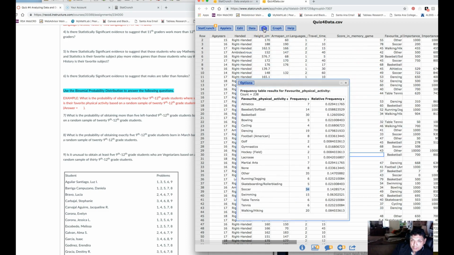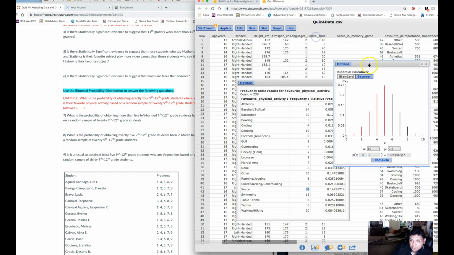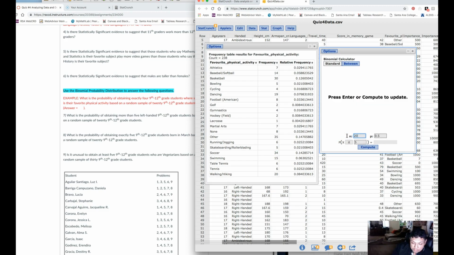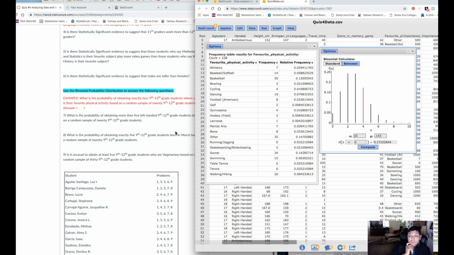Then we can go ahead to Stat, Calculators, Binomial. In this case, we're going to be sampling 20 students. And we want to know the probability of getting exactly 4 students. The probability of success in this case is choosing soccer, so that's 0.143. Then you compute, and that's it. The probability of choosing 4 students who choose soccer as their favorite physical activity out of 20 students is going to be 0.172. There's our answer.